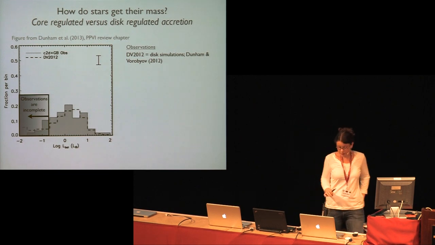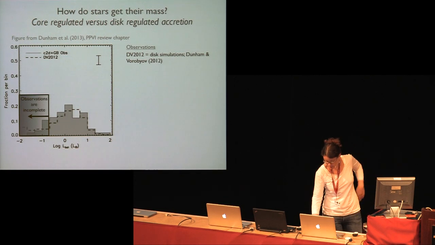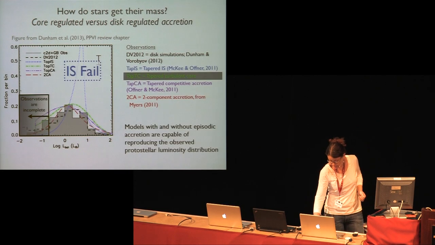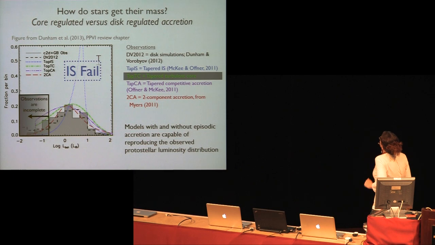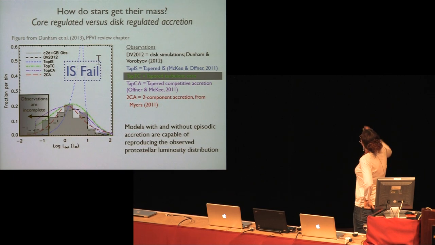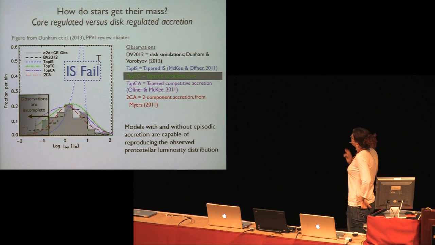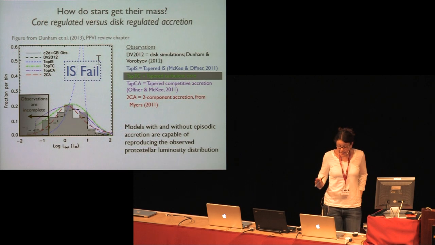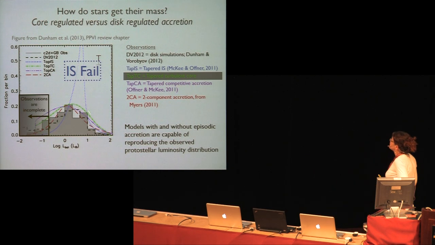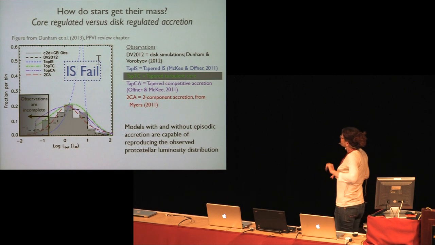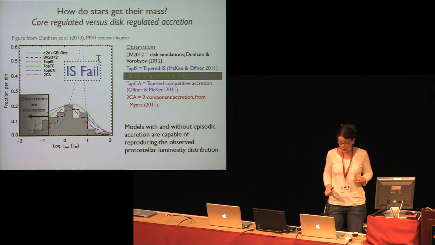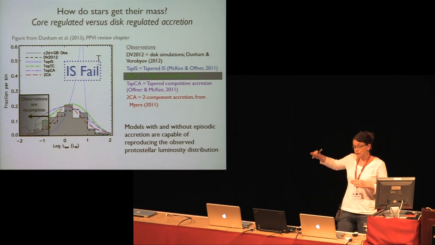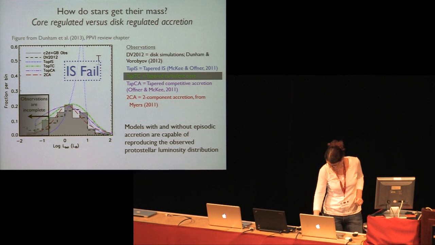And we see that we're doing pretty good, so we're feeling kind of optimistic. We're coming back from our depression, right? And then we're going to show some of these other models for core-regulated accretion. And in the end, we have a big fail for the isothermal sphere model, but we can't actually distinguish, based on the observed luminosity functions for protostars, between models with and without some prescription for episodic accretion versus a more smooth accretion process.